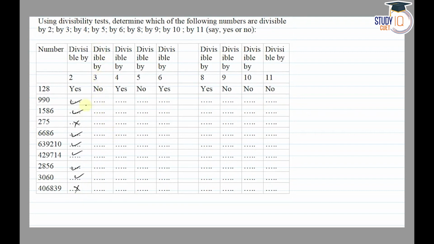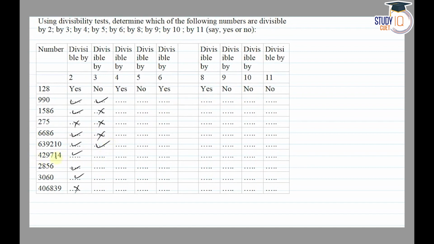Divisible by 3. So sum of all digits is divisible by 3, then number is divisible by 3. So 9 plus 9, 18 is divisible by 3. So yes. 1 plus 5, 6 plus 6, 12 plus 8, 20 is not divisible by 3. So it's not. Sum of all digits not divisible by 3, so it's not. Sum of all digits it is divisible by 3, so it's divisible by 3.